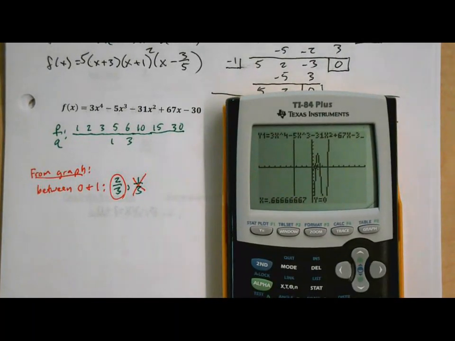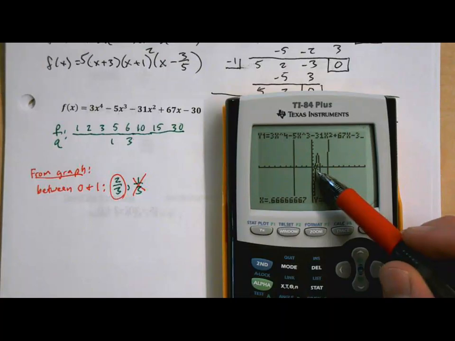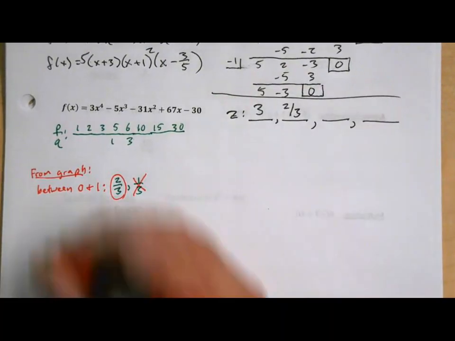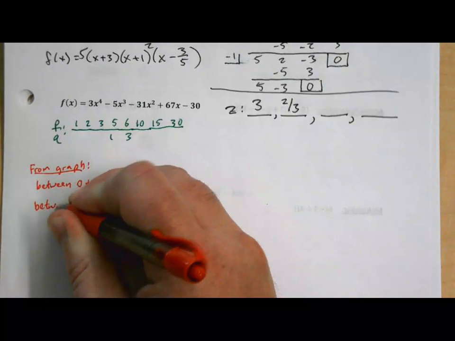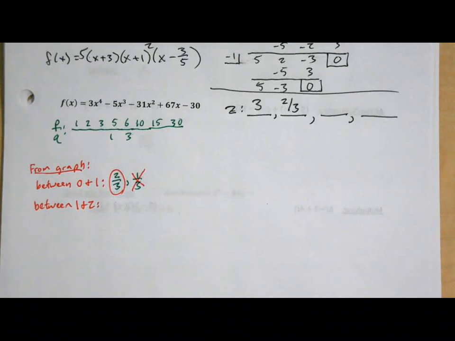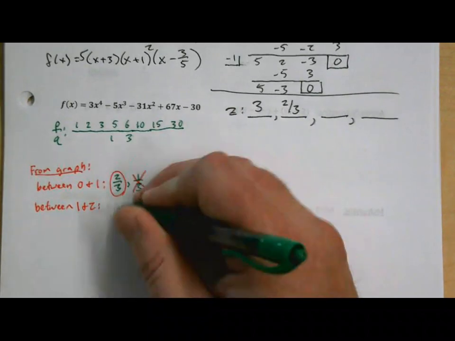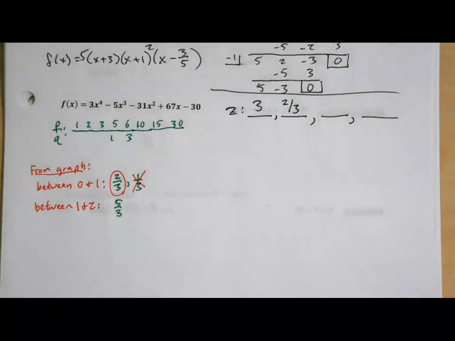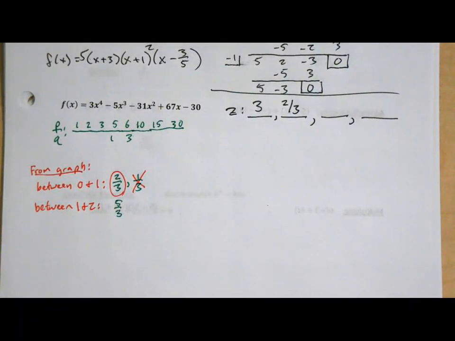There's another one between 1 and 2, it looks like. So look at that P over Q list and see if you can make me any fractions that would fall between 1 and 2. 5 over 3 is the only one I'm seeing. Does 5 over 3 work?